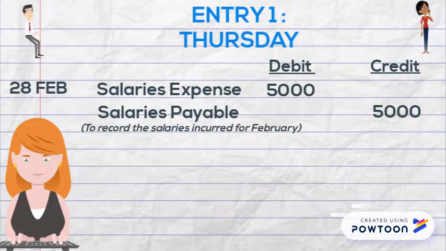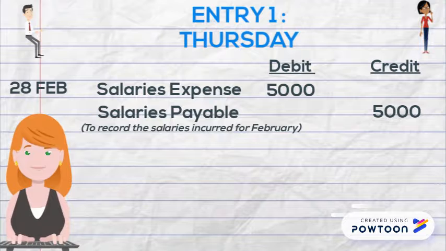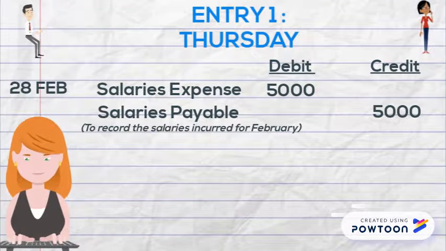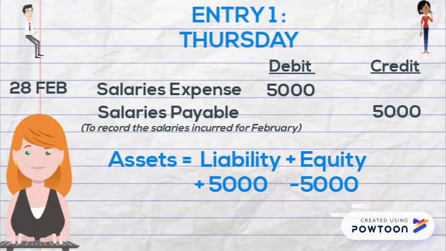This is recorded by debiting the company's salary expense account by $5,000, and it is thus increased as the expense has been incurred. The salaries payable account is credited by the same amount of $5,000. This account is increased because Sally has not yet paid her employees.